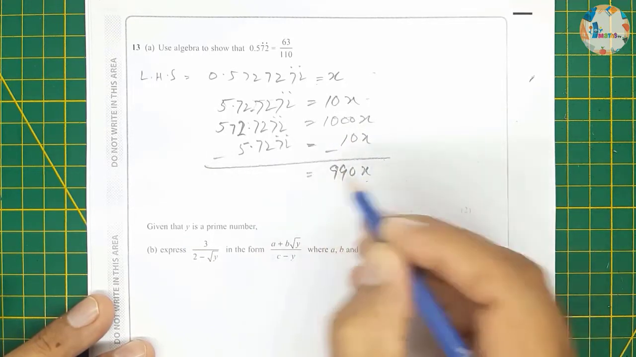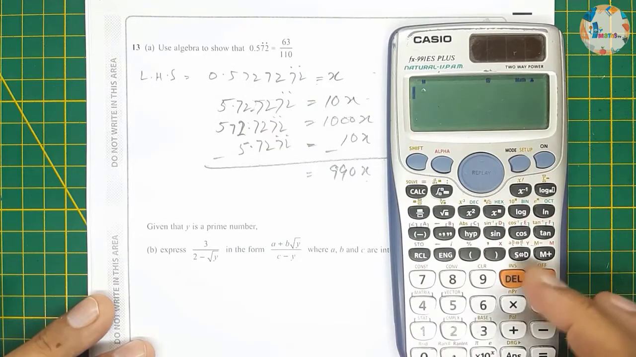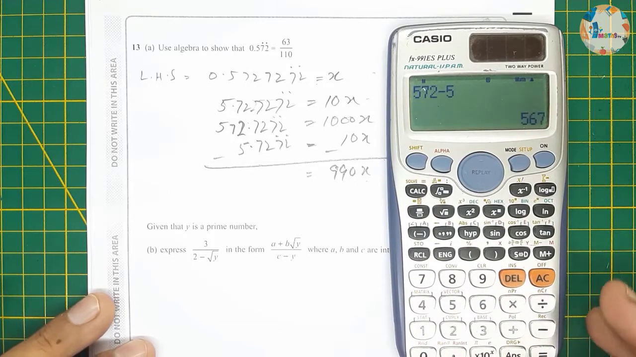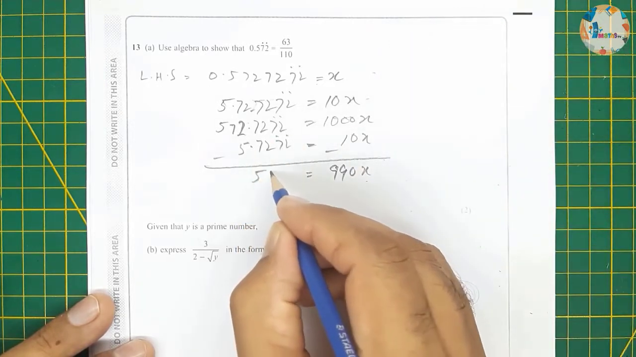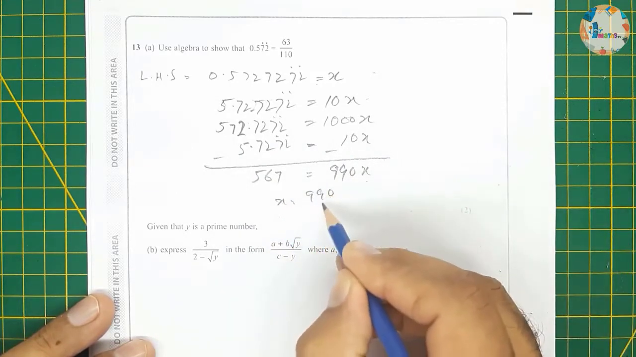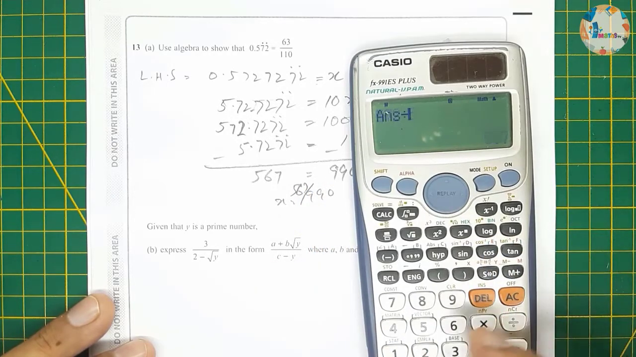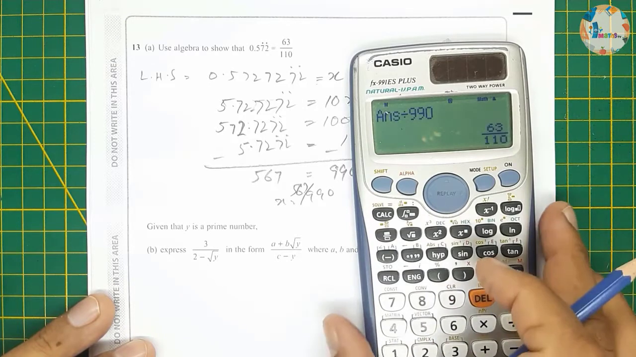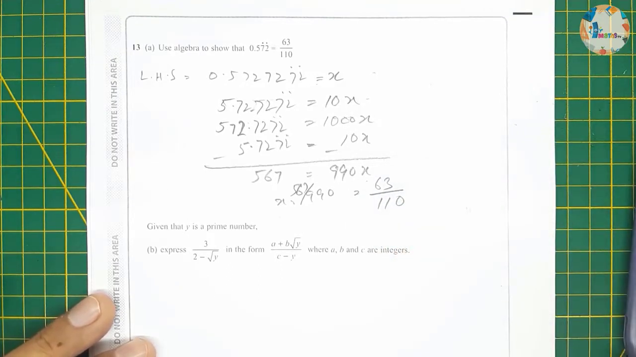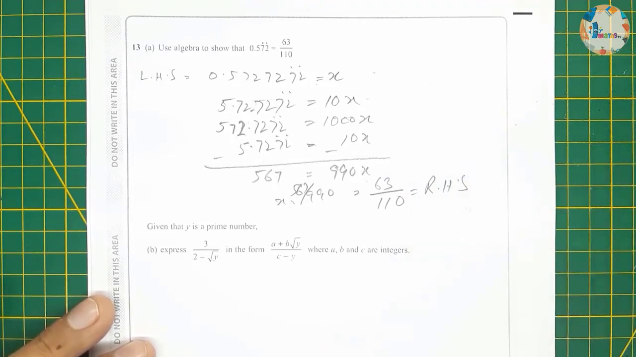and this will be 990x is equal to, we can subtract this portion, so the recurring portion will be gone. 572 minus 5 will be giving us 567. So x will be equal to 567 divided by 990. Dividing by 9 will give us 63 over 110, which is equal to the right hand side. This is the easiest way which you can adopt.